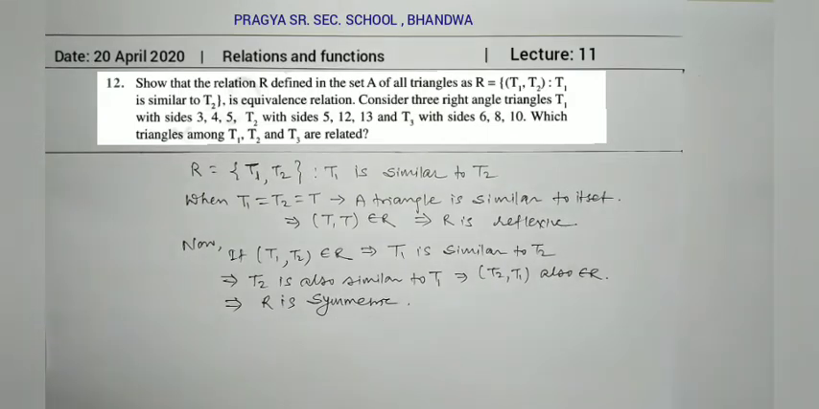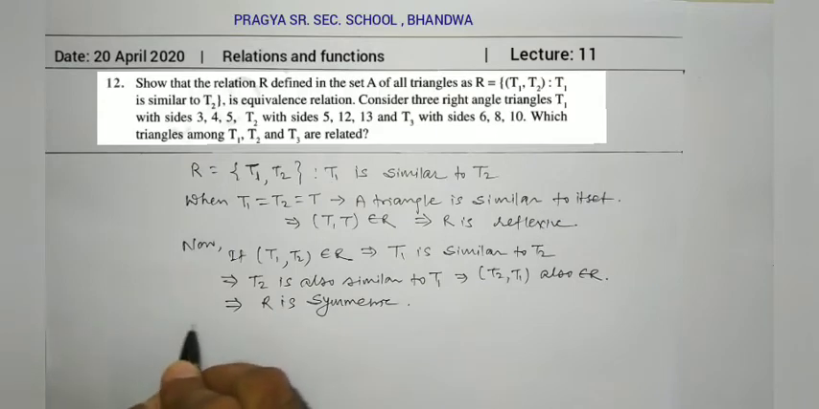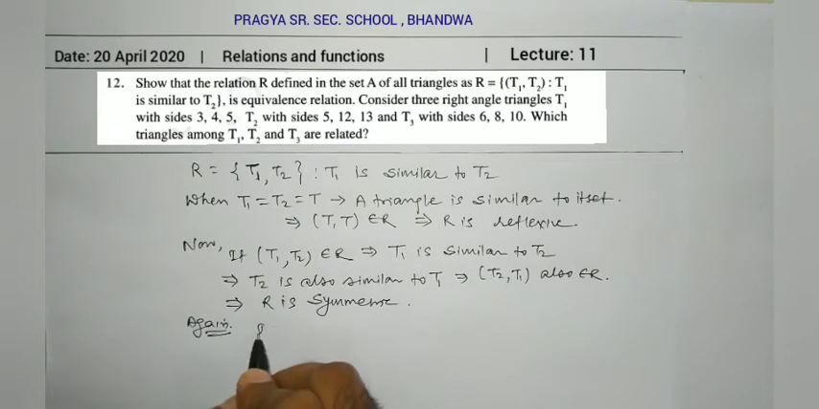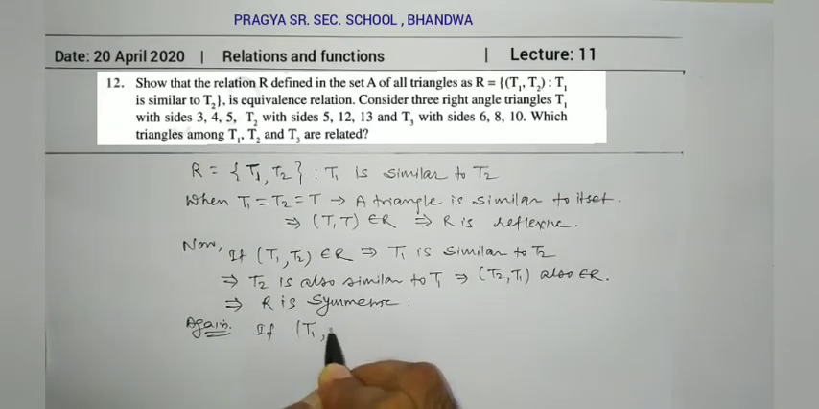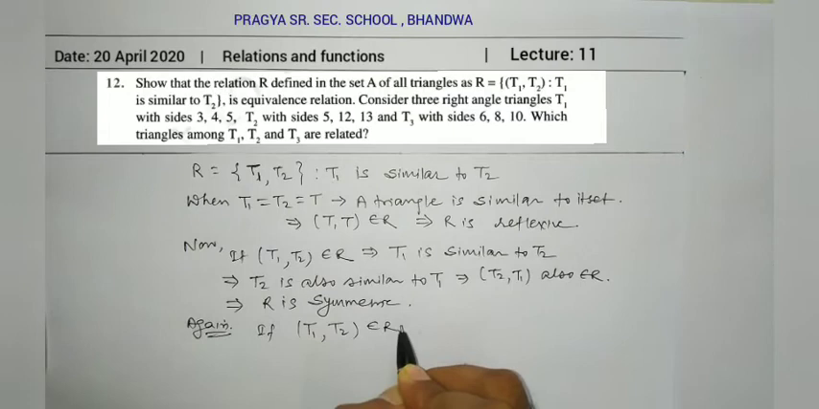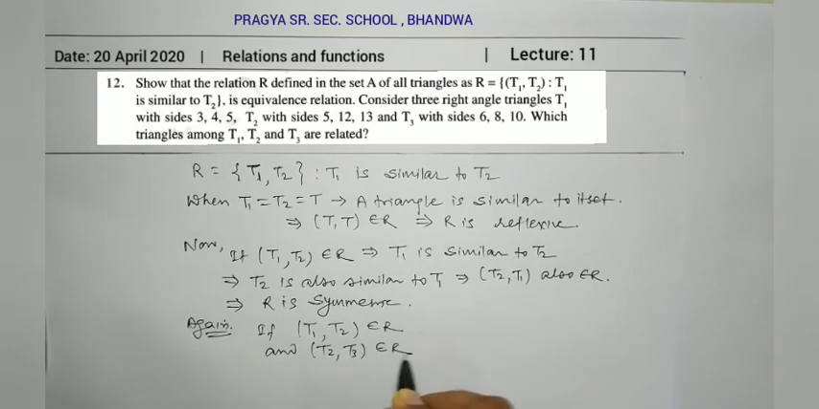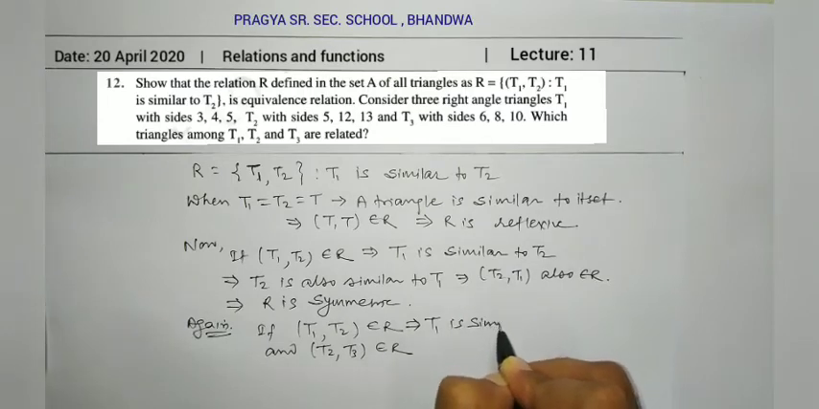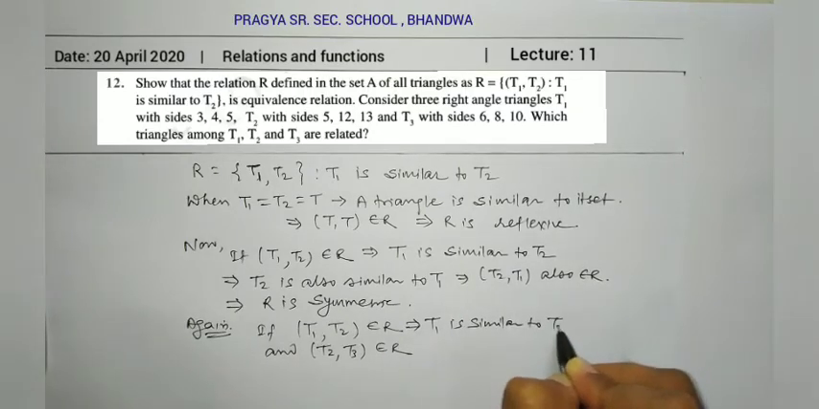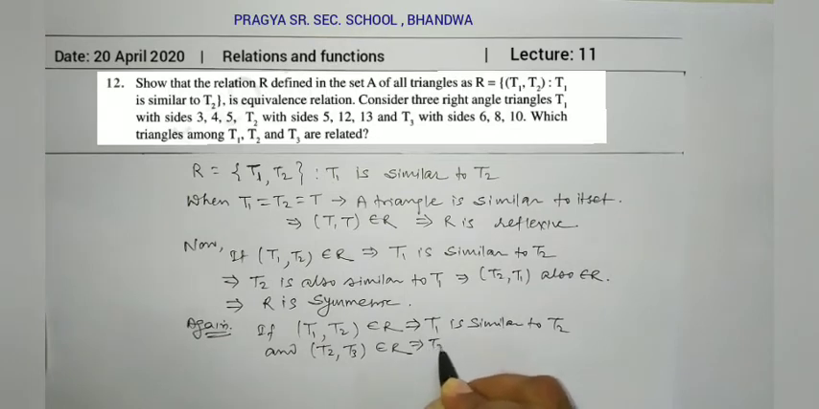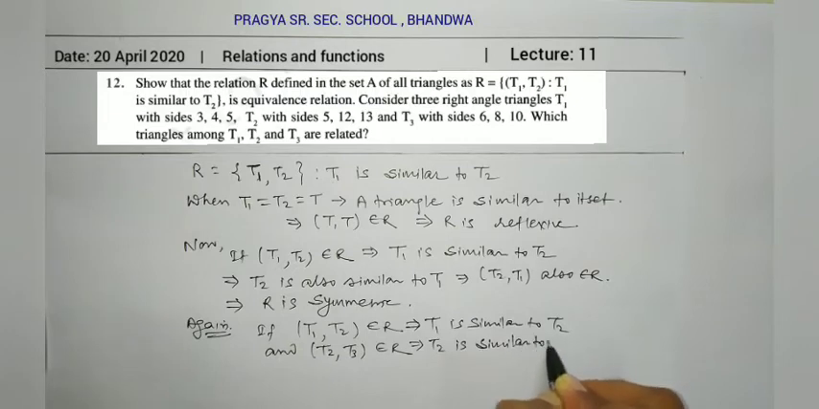Fine. Again, now we'll check for transitivity. If (T1, T2) belongs to R and (T2, T3) belongs to R, this implies T1 is similar to T2, and this implies T2 is similar to T3.